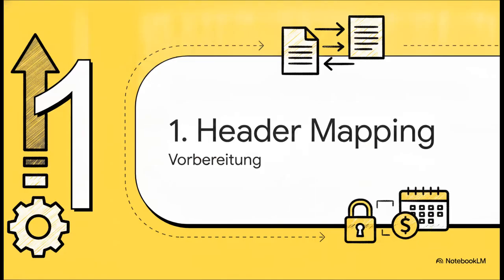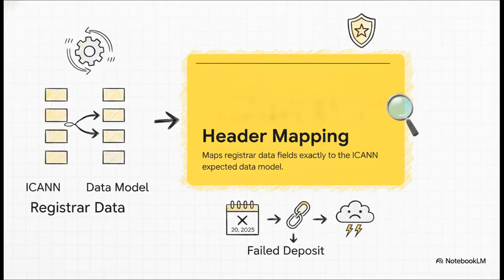Okay, kicking things off with Section 1, Vorbereitung, or preparation. Specifically, we're looking at your header mapping. Now, you might be wondering, what exactly is the deal with header mapping? Well, it's basically the Rosetta Stone for your data. It's a mandatory configuration file that guarantees an exact one-to-one match between your specific data fields and the model ICANN actually expects. And listen, this isn't just a nice-to-have anymore. If you submit a deposit in the new format without saving this mapping in the control center, it's going to fail. In fact, after August 20, 2025, that's an automatic rejection.